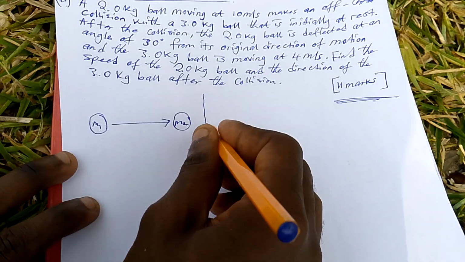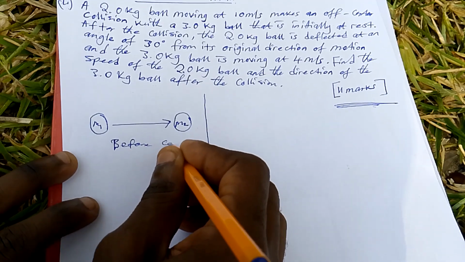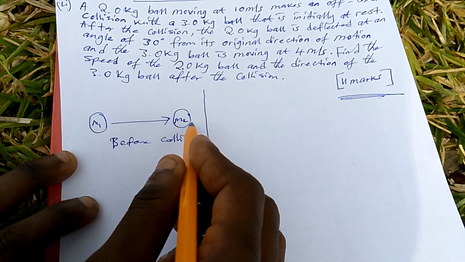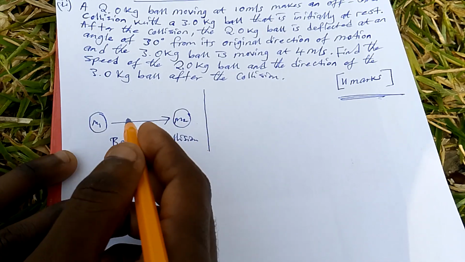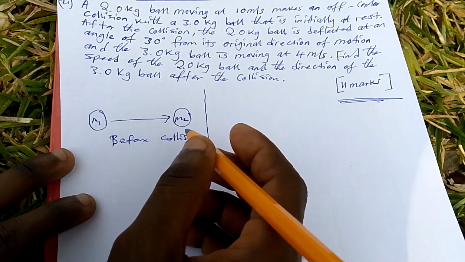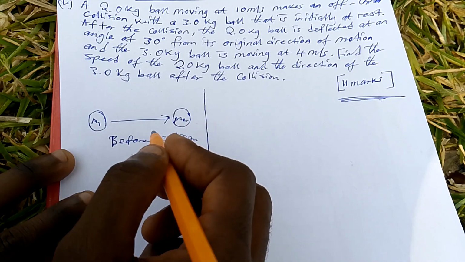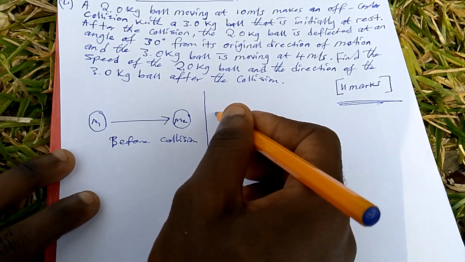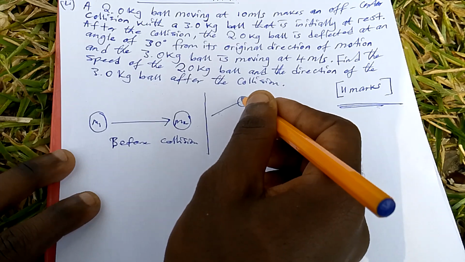Now this is before they collide. So, before collision, there's nothing like they were at an angle. They were horizontal, meaning that they are on the x-axis. Let's assume M1 was moving to the right. Now after they collide, M1 makes an off-center collision.